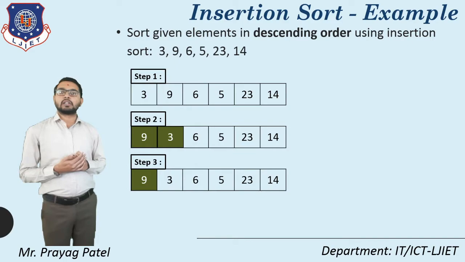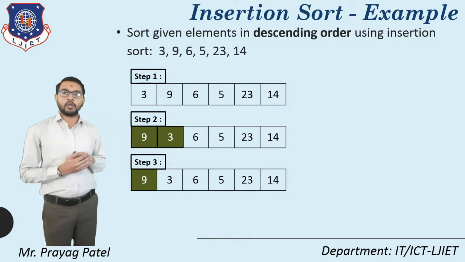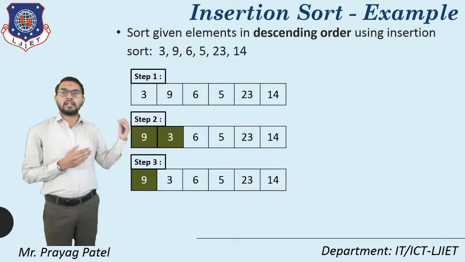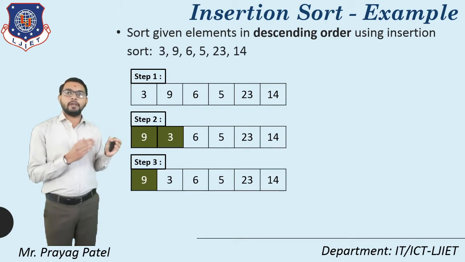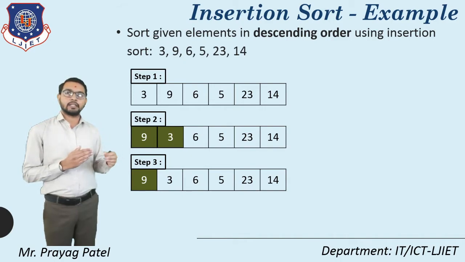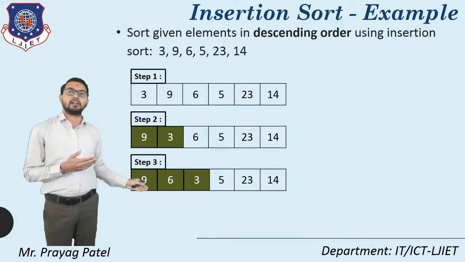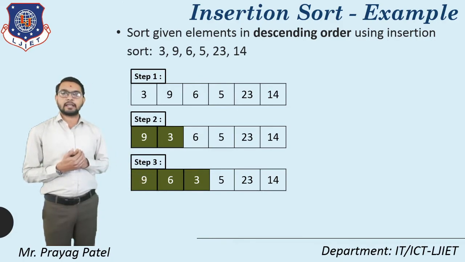Now consider step number 3. In step number 3, the first value is 9, the next value is 3 and the third value is 6. Now insert the 6. Because in step number 1 you insert the 3, in step number 2 you insert the 9, then in step number 3 you insert the 6. If we insert the 6, then the descending order is 9, 6 and 3. That's why we right shift the element 3 and put the value 6 at the second location. So after shifting, the result is 9, 6 and 3.